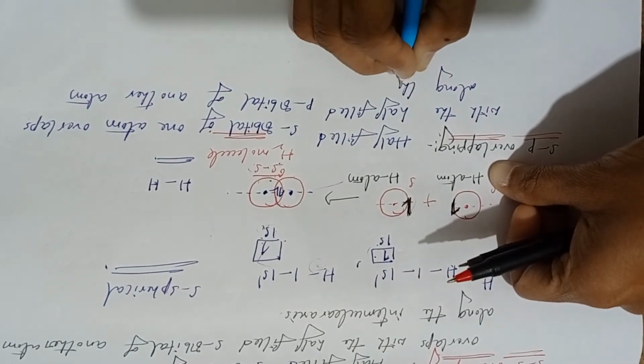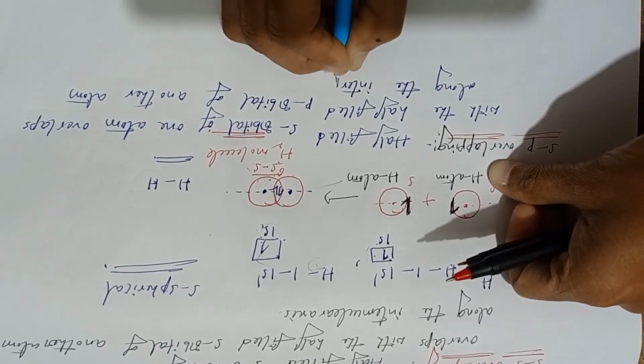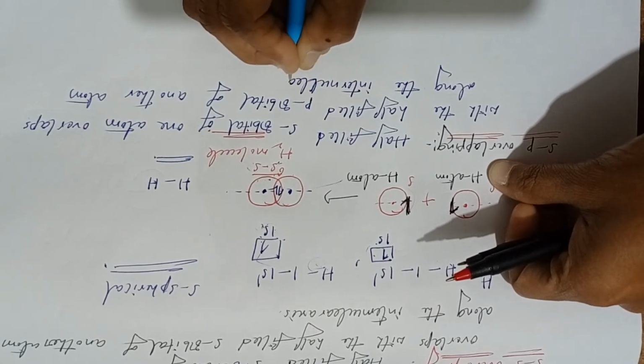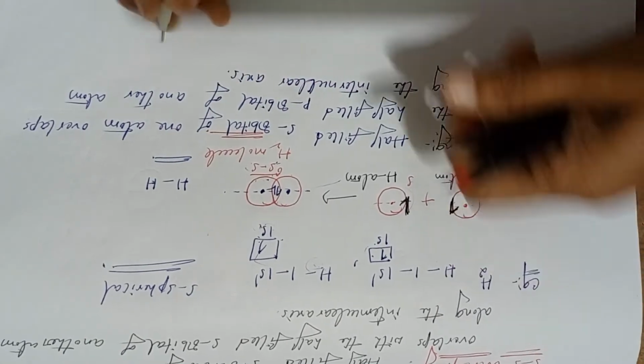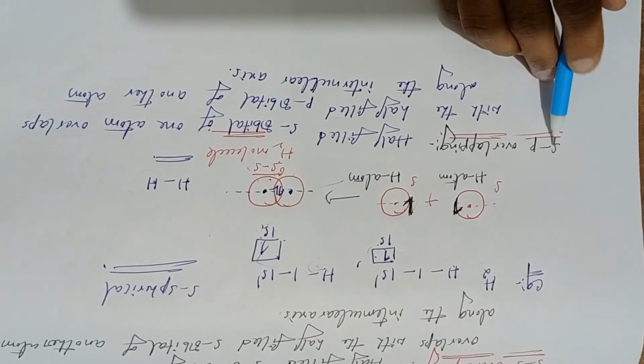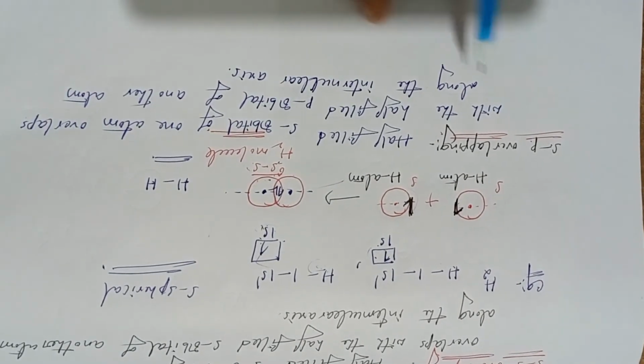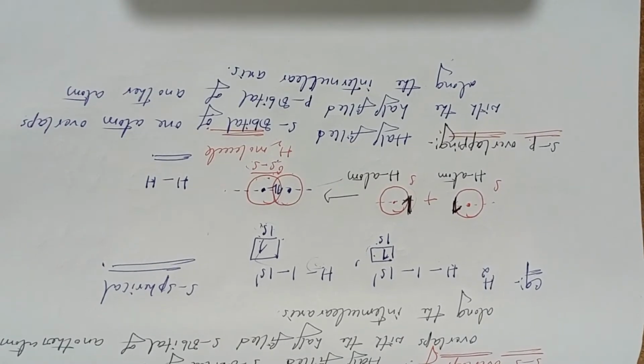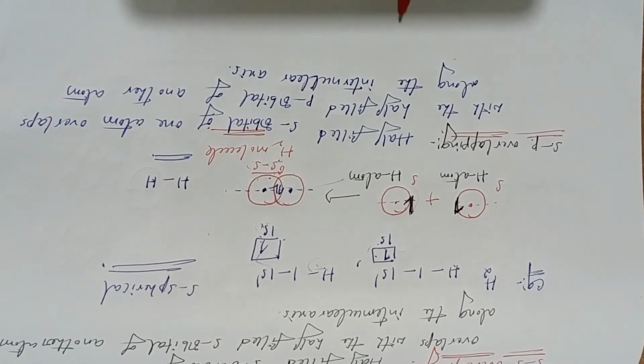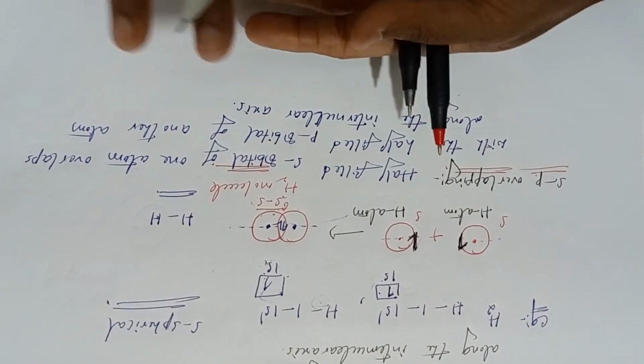P orbital of another atom along the internuclear axis. Clear this one. So a half-filled s orbital of one atom overlaps with the half-filled p orbital of another atom along the internuclear axis. Which bond is formed, students? Sigma bond is formed.